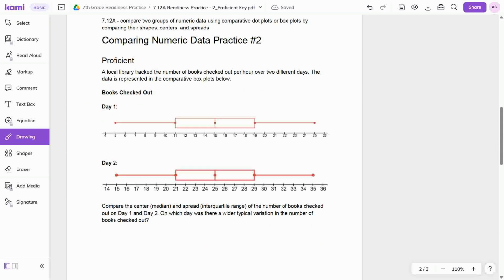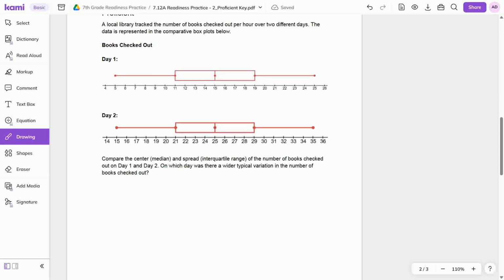Now we've got box plots, local library. Track the number of books checked out per hour over 2 different days. And we've got day 1 and day 2. And they look like the distance is the same, but take a look at our starting numbers are different. So that might change things.